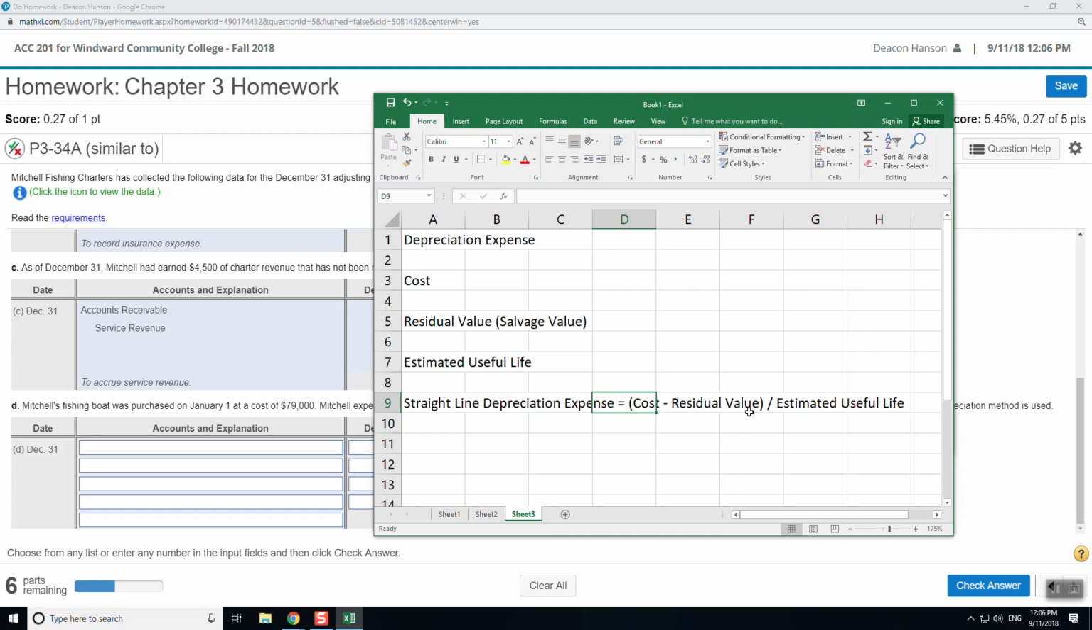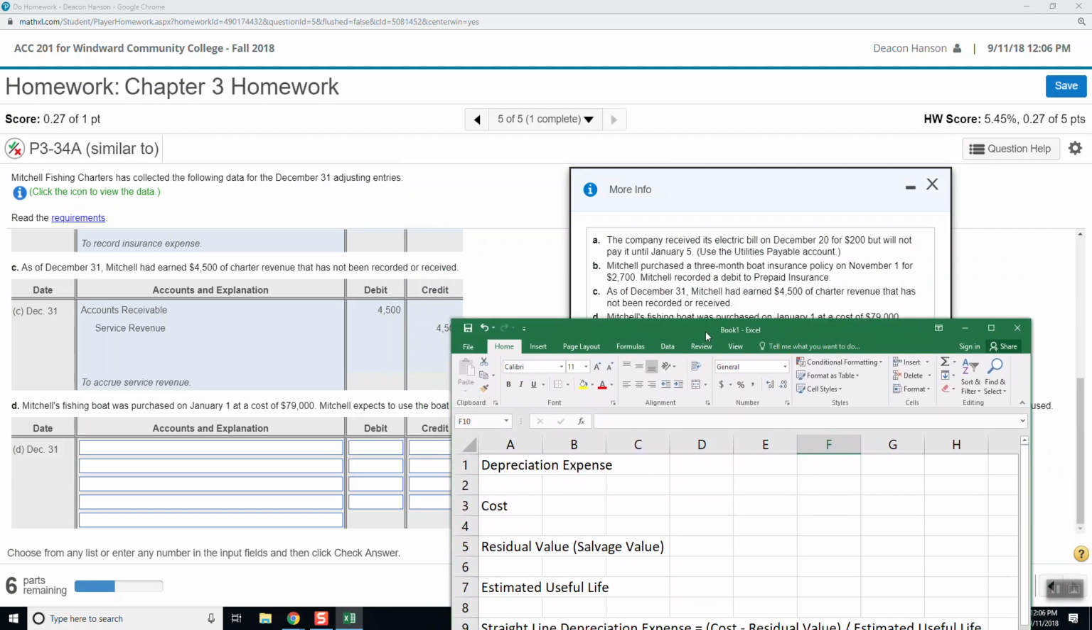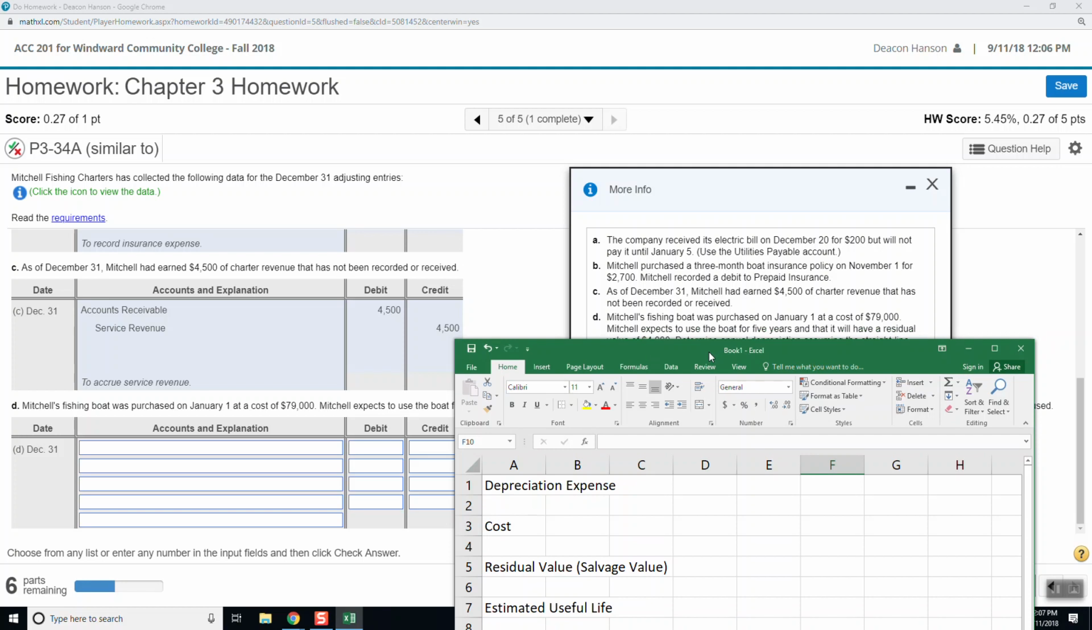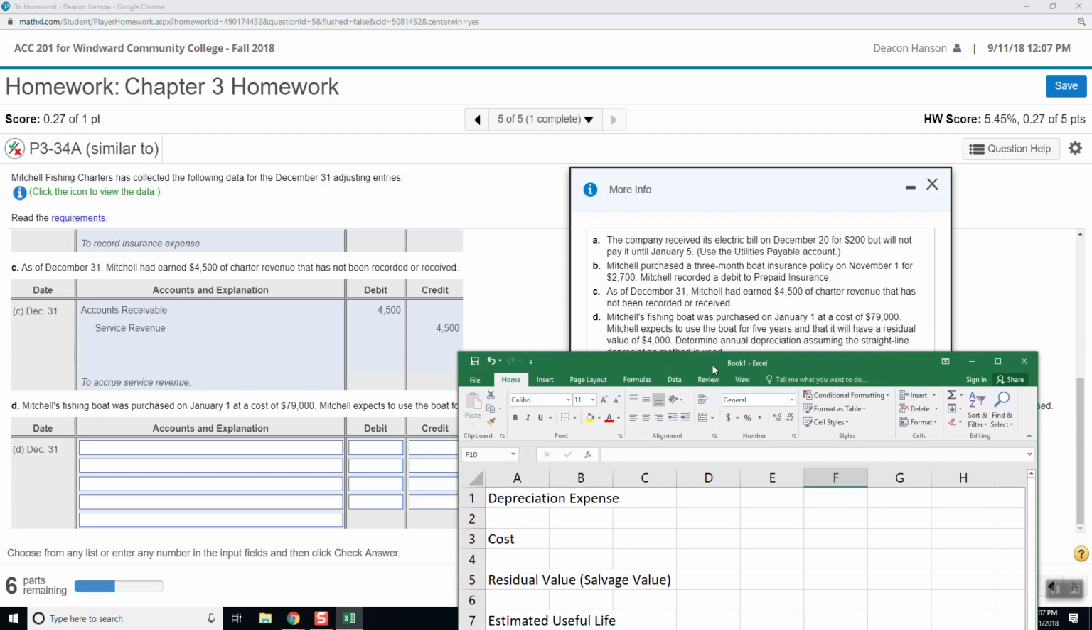In our case, if I refer back to the problem, it says that they bought the boat for $79,000, and they expect to use the boat for 5 years, with a residual value of $4,000. And it's kind of nice in this problem because they bought it on January 1st. So you're going to get a full year.